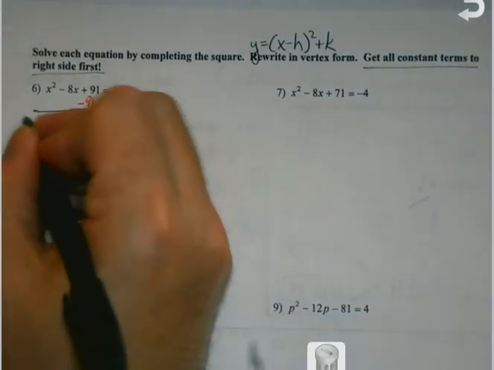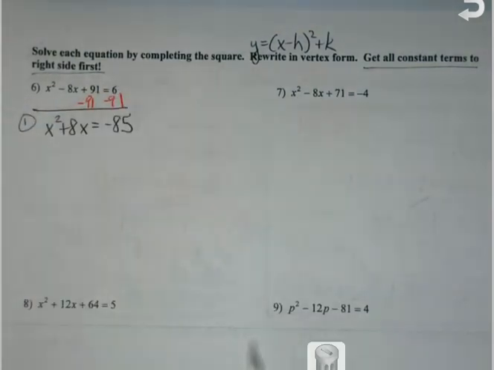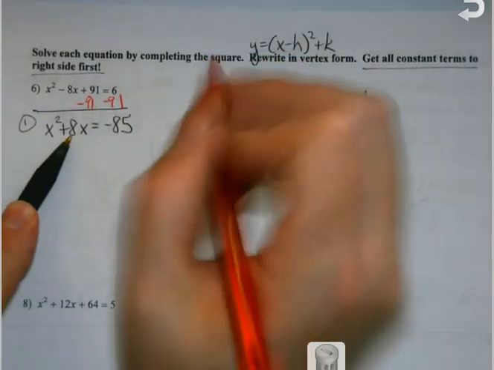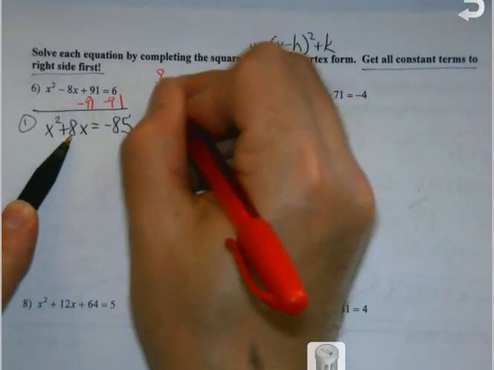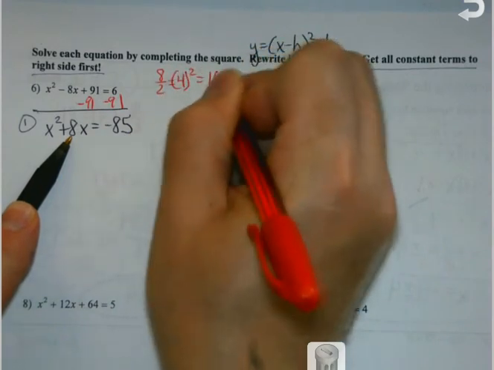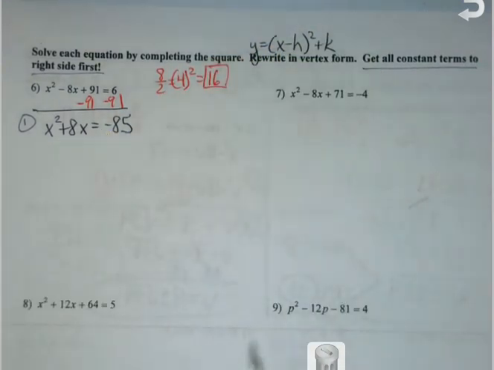And now we start the process, same as we did when we were completing the square on the other side. Take my b, the number in front of x. Divide it by 2. Square it.